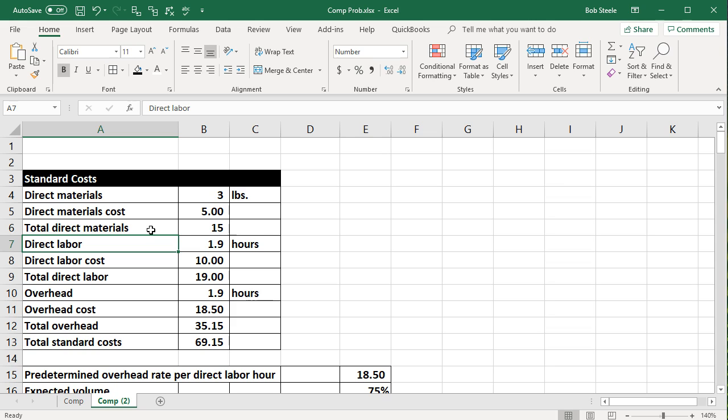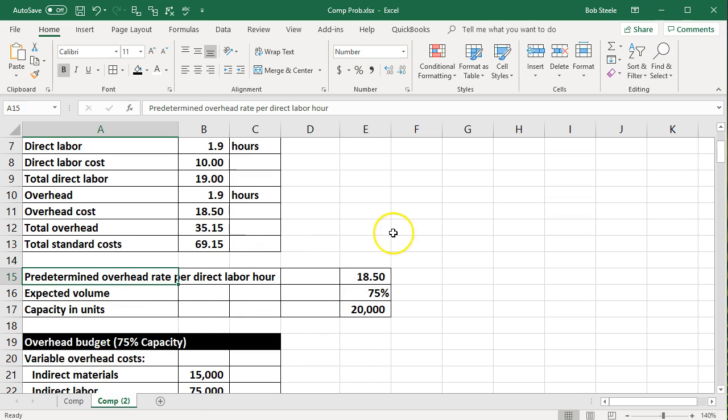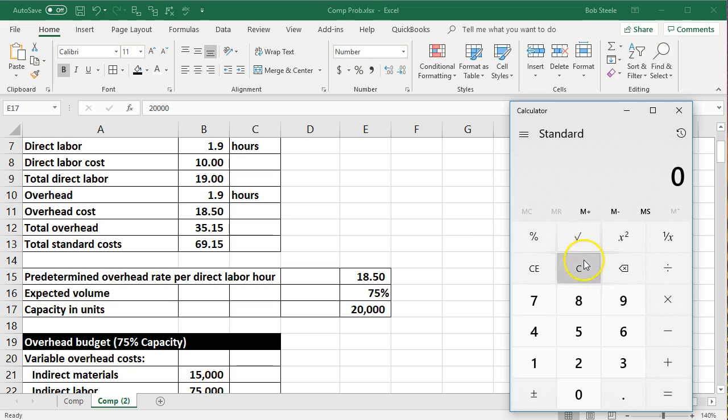Same with direct labor. Direct labor, we've got the units, we've got the cost per unit, the total, multiplying those two out. Overhead, we've got the units, 1.9, the overhead cost per unit, multiplying those out. And then we have the totals, which is the total direct materials, labor, and overhead. That gives us the 69.15. And then we have the predetermined overhead rate per direct labor hour. We've got the expected volume, meaning this is what we expect to be producing at. In other words, capacity or total is 20,000 units.